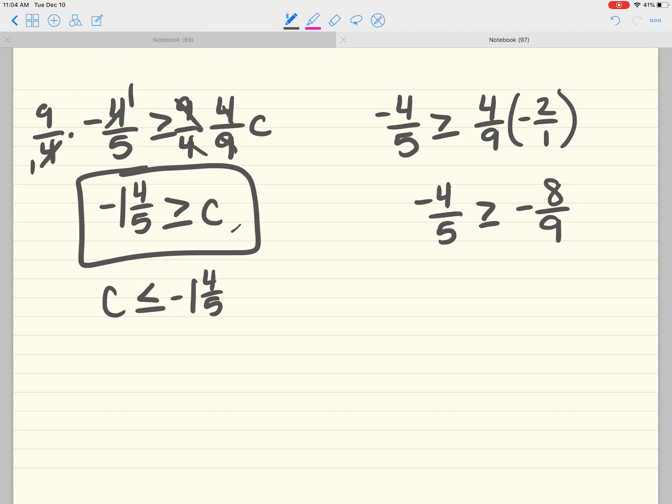Okay, what's the common denominator, Stone? 45. Okay. What's 9 times 4? 36. What's 8 times 5? 40. Okay. Is negative 36 greater than negative 40? Yes. Okay, so we're okay. Any questions on those?